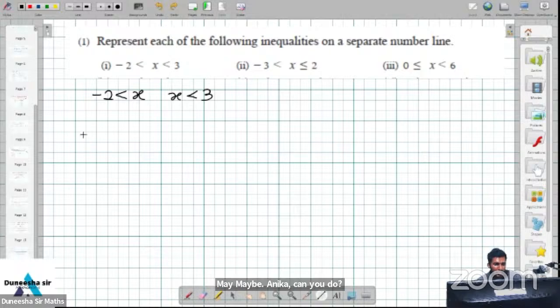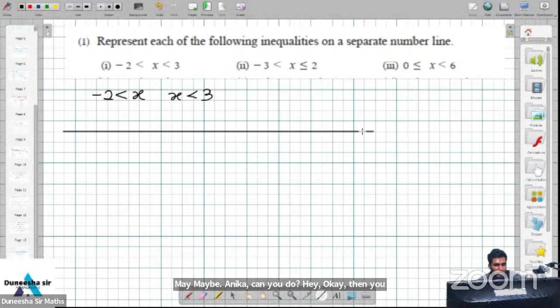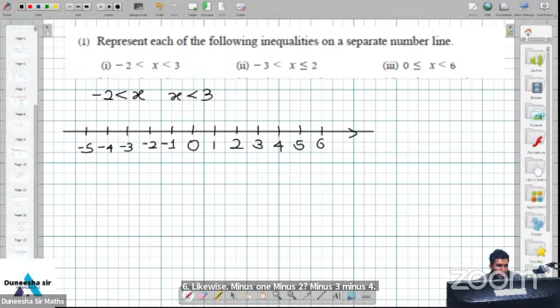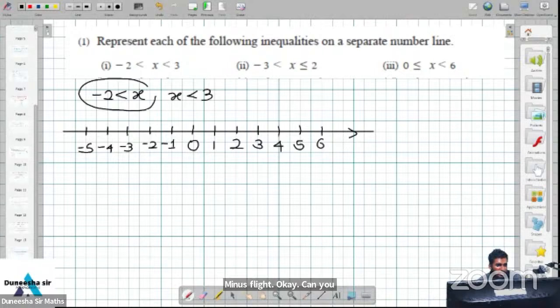Okay. Then you have to plot this one on the number line. I think you can do it. 5, 6, likewise. -1, -2, -3, -4, -5. Okay. Can you tell me this one?